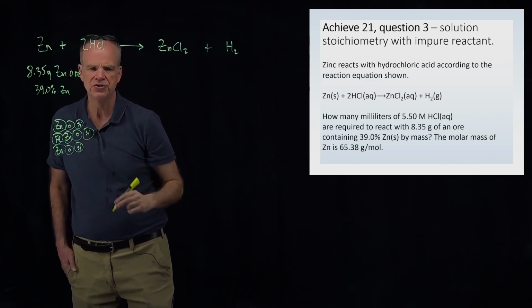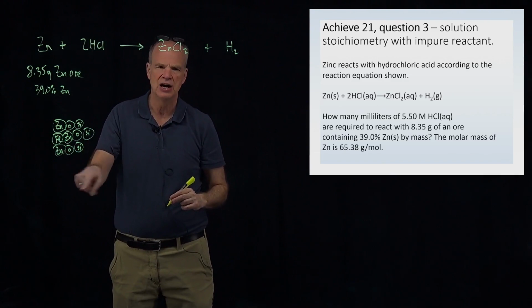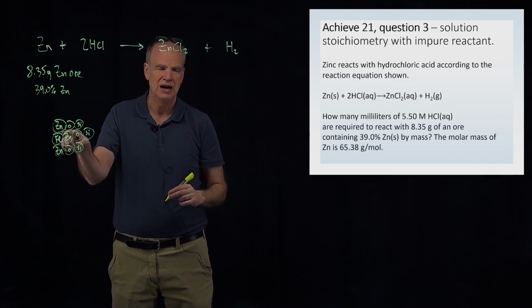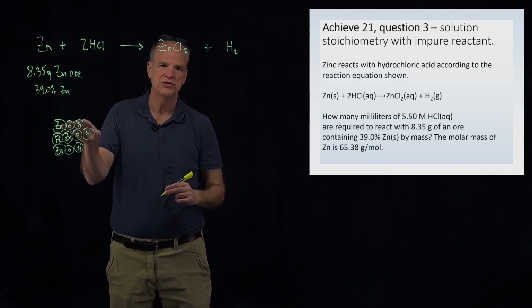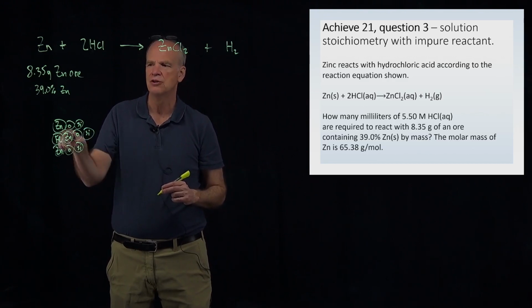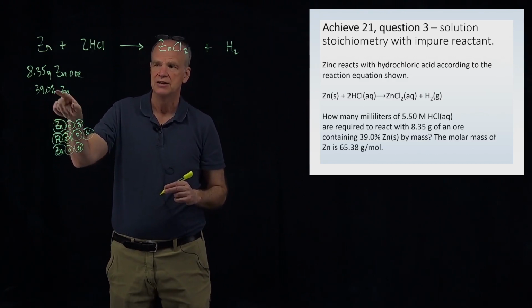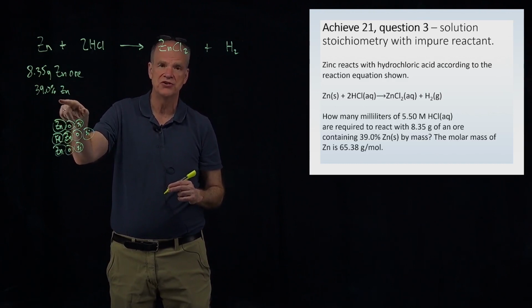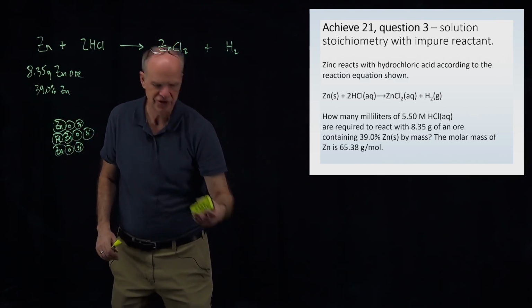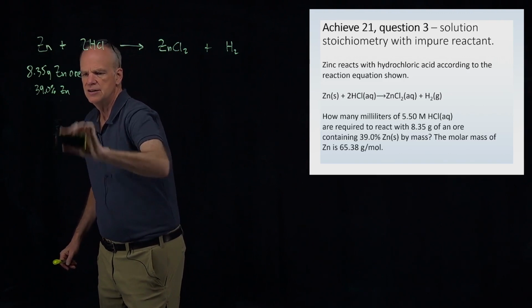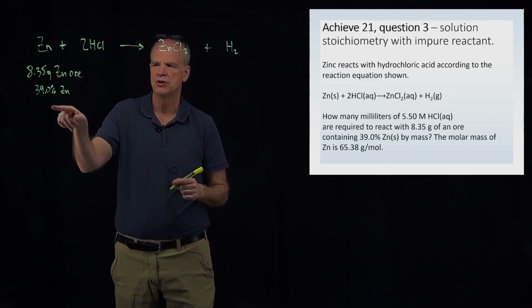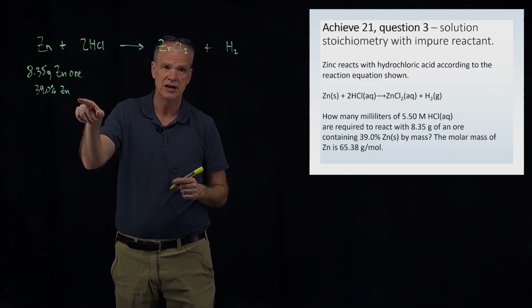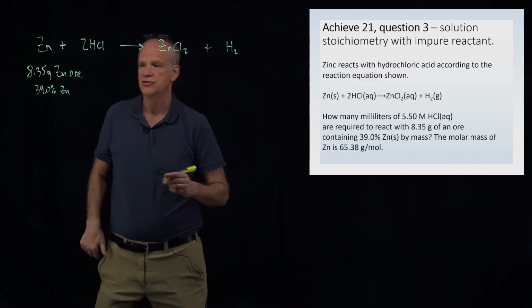And so what you can see is that if you have 100 grams of ore, not all of it is going to be zinc. So you have to figure out, if you have a certain mass of ore, what is the mass of zinc you have? And you are told in this problem that for a certain mass of ore here, 39% of that is zinc. So your first step is figuring out, if you have 8.35 grams of this ore and 39% of it is zinc, how much in grams is zinc? So let me just do that now.